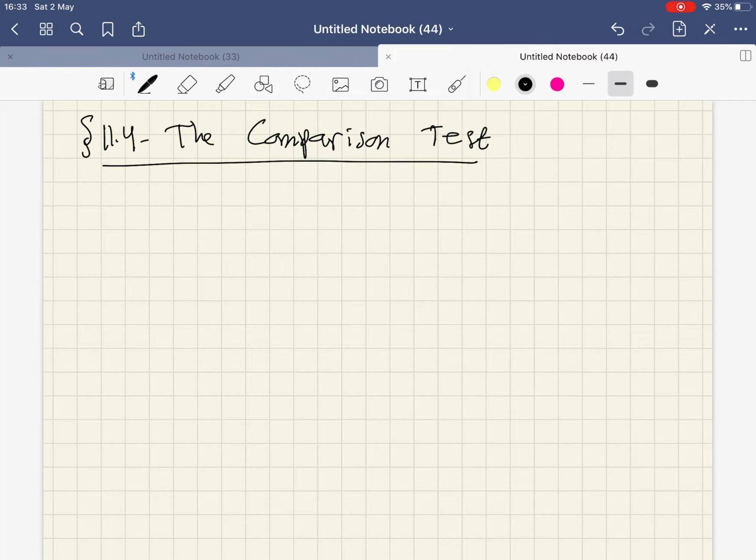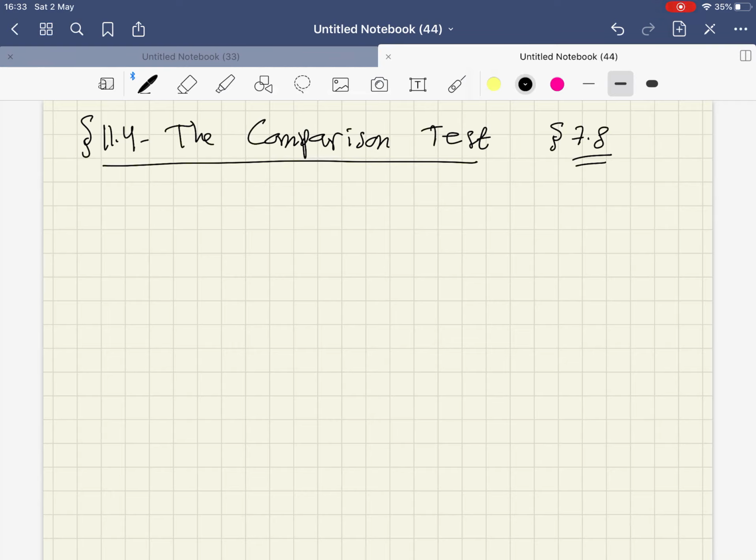The comparison test will remind you of something we did already in section 7.8. So you can pause the video now, go back to section 7.8, and study again the comparison test that we did for the improper integral. It will make it easier for you when we deal with series.